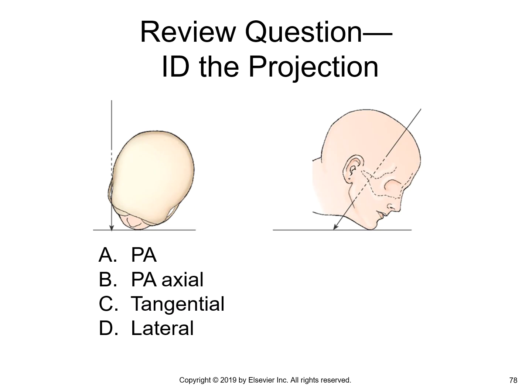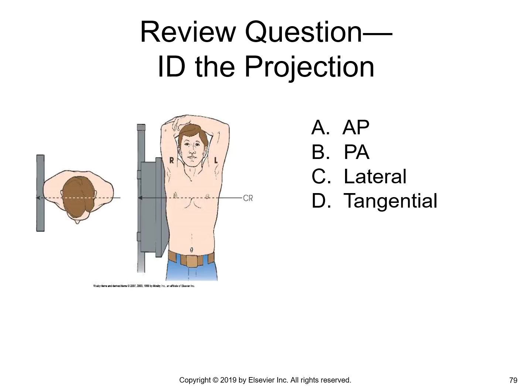All right, so the projection in question here. Take a look at that central ray, that little arrow. Yes, this is a tangential projection of the zygomatic arch is what is being shown here. Okay? Tangential projection of the zygomatic arch. We won't cover that one until Rad Procedures 3. Okay, IDing this projection here. Give you a moment.